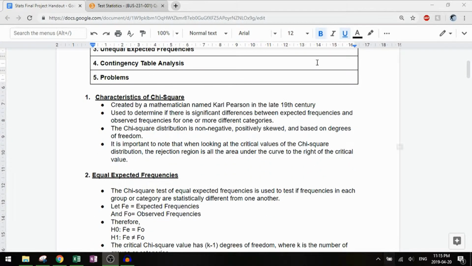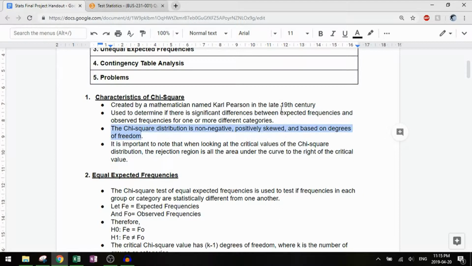So a quick bullet point here on the characteristics of chi-squared. The main things are that it was created by a mathematician named Carl Pearson in the late 19th century. But the main thing we're going to focus on is right here. The chi-square distribution is non-negative, positively skewed, and based on degrees of freedom.